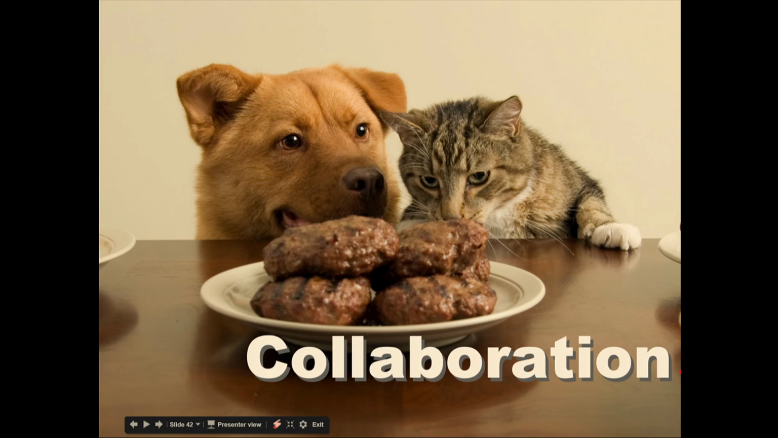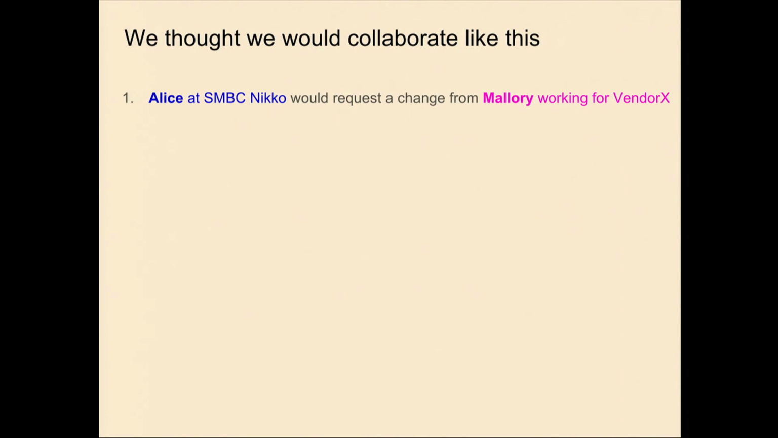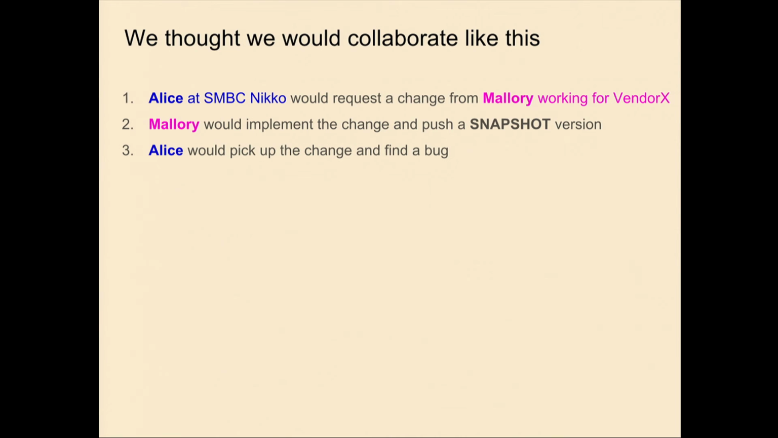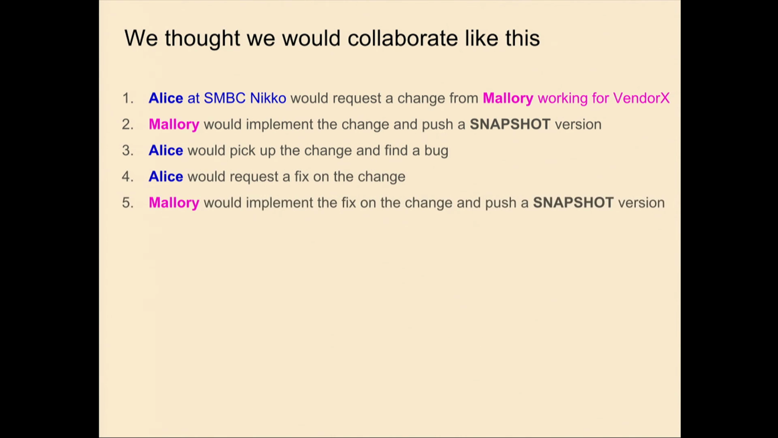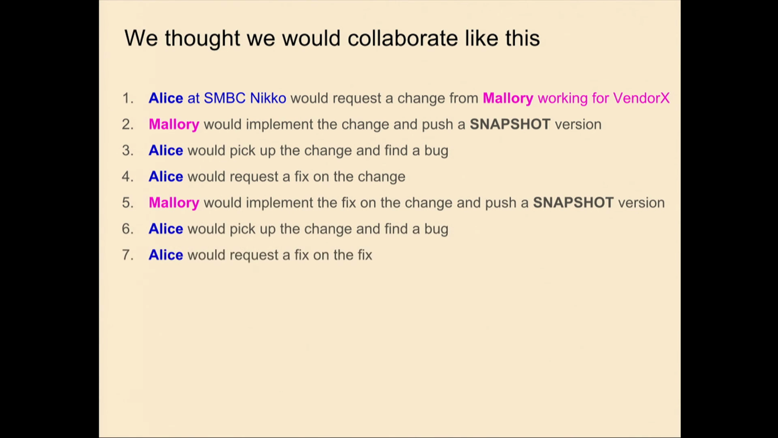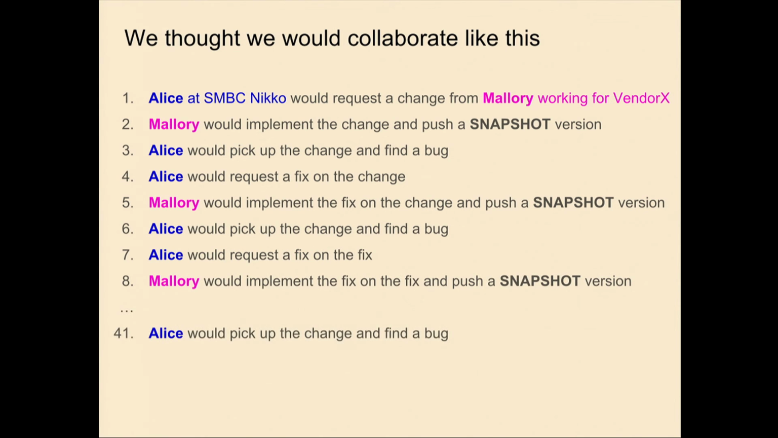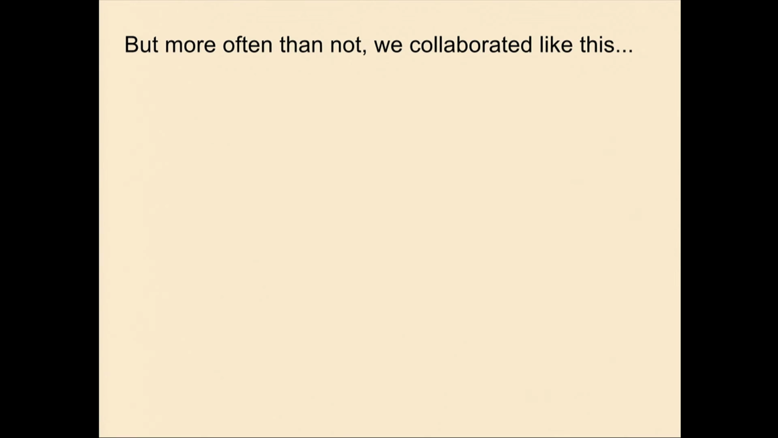So, a few interesting stories. We thought that we would collaborate like this. Alice at SMBC Nikko would request a change from Mallory, working for the vendor. Then Mallory would push a snapshot. Alice would pick the snapshot and find a bug. Alice would request a fix on the change. Mallory would put a fix on the change and would push another snapshot, and Alice would pick up the snapshot and file a bug and request a fix on the bug, and Mallory would put another fix, and so on and so forth, until Alice would pick up the change and find a bug, but there would be a workaround so they can close the ticket. And it's not how it worked though.